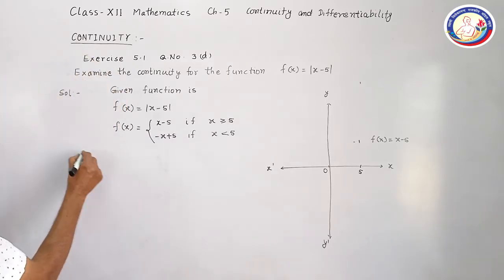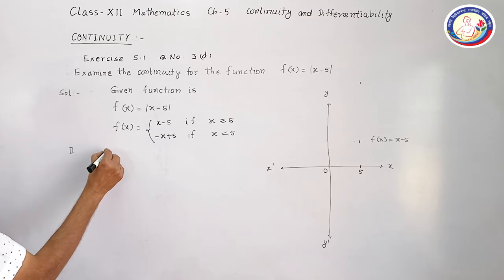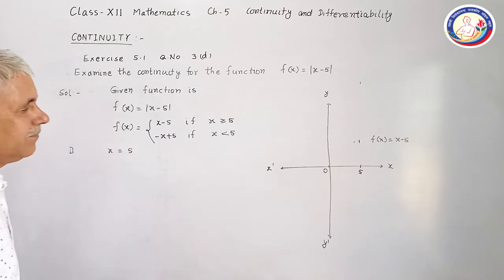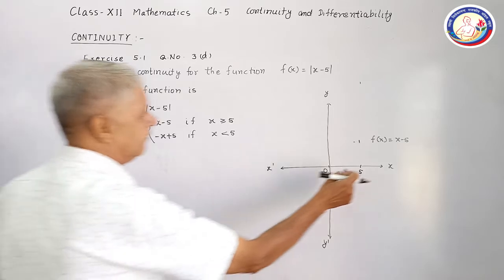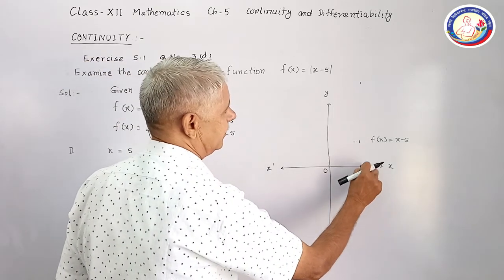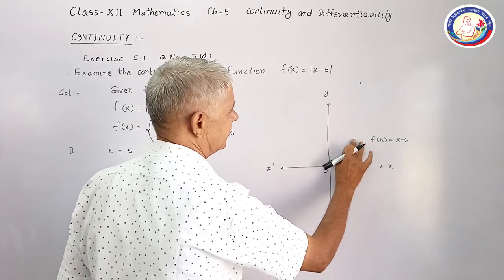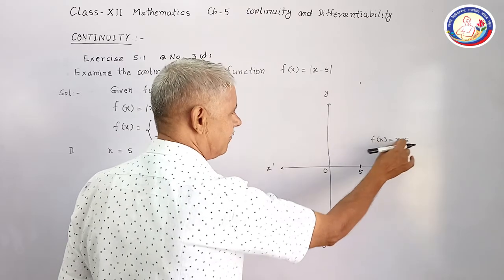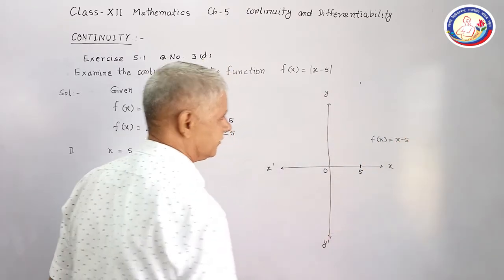If x is equal to 5, then what will happen? This will be a point of transition. Here the nature of the graph changes, or the value of the function changes.